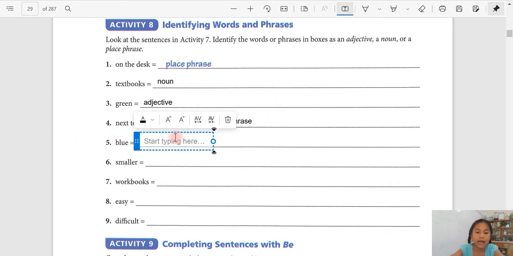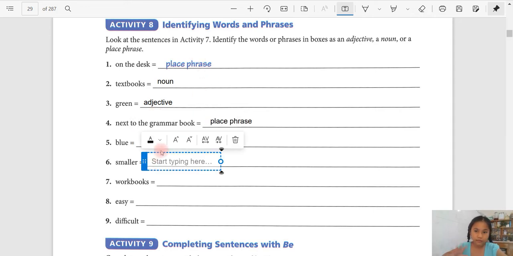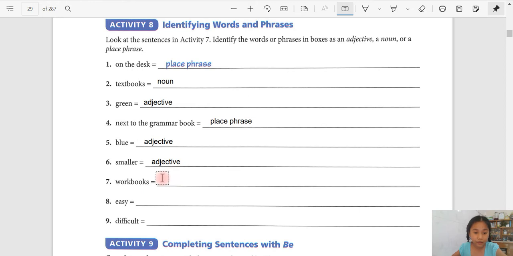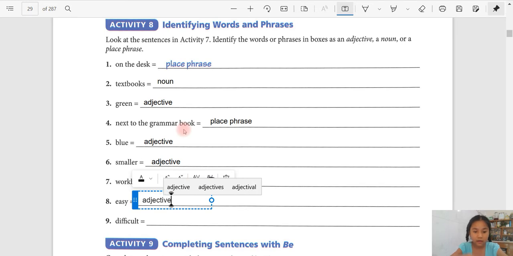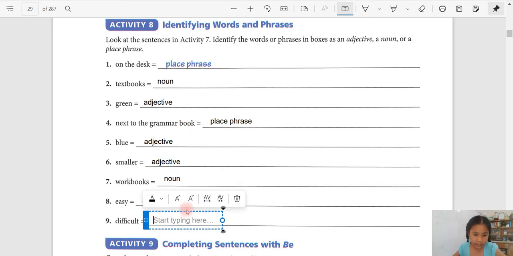Blue. Blue is a word to describe a thing. It describes looks, but we call it an adjective. Smaller. Smaller is also an adjective. Usually, they are used to compare two things together. Workbook is a noun. Easy. Easy is an adjective. It shows something that is real fast. It's not hard. Difficult is the opposite of easy. Difficult is also an adjective. There you go.